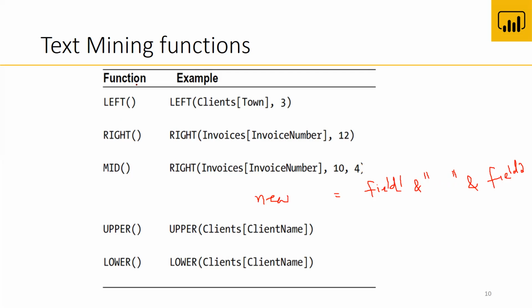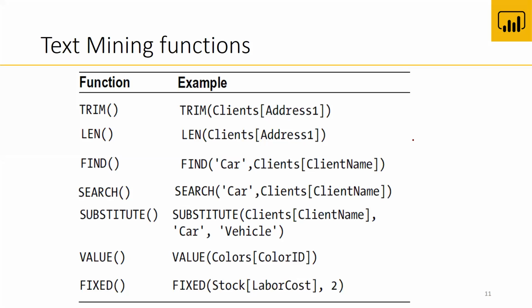String processing is an important part, and in string processing we can modify the data by using these. Other text processing or text mining functions are trim, which can remove the leading and trailing spaces from the address. Suppose we have some leading spaces and some trailing spaces, the trim function can remove them. The length function can determine how many characters are there in the address field. If you want to compute the number of characters in the address field, you can use the len function.